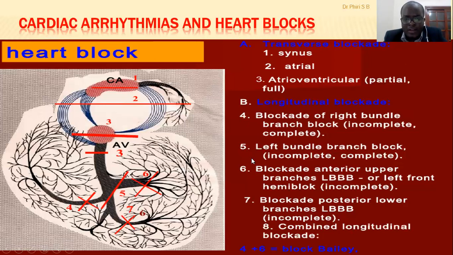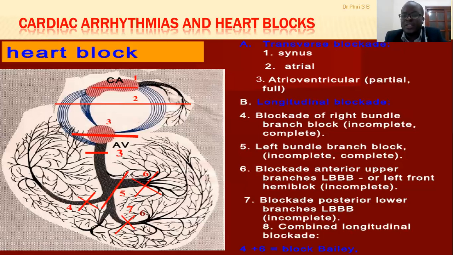Then you have shown in 5 here. So 5 is left bundle branch block. You're blocking both the anterior and posterior, that's why it's just called left bundle branch block. And then 6, you can just have a blockade of the anterior branch of the left bundle branch. So if you're just blocking the anterior or you're just blocking the posterior, these are called hemiblocks. This is where hemiblocks come in. So with hemiblocks, you're just blocking maybe the anterior or the posterior part of the left bundle branch of His.